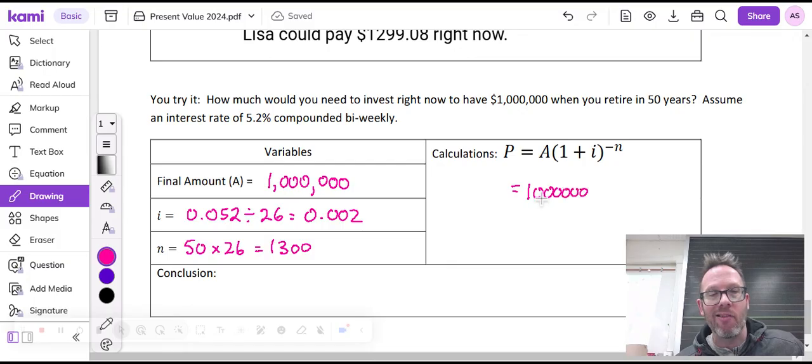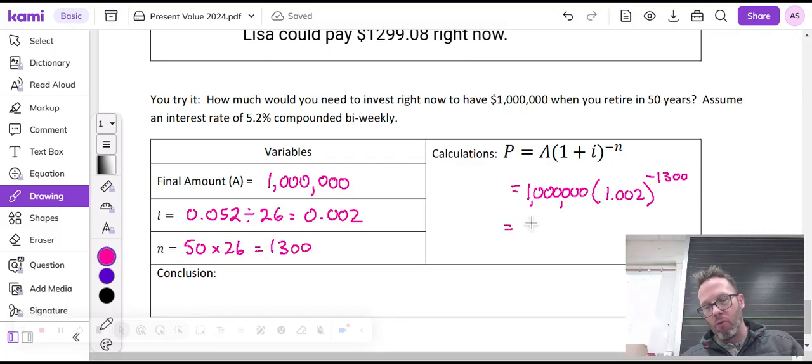$1 million. 2 commas. 1.002, and we're finding a present value, so negative exponent. Drum roll, please. Maybe we can pool our money. If you haven't spent it all on Bloxburg yet. Negative 1,300. You know what? That's less than I thought.